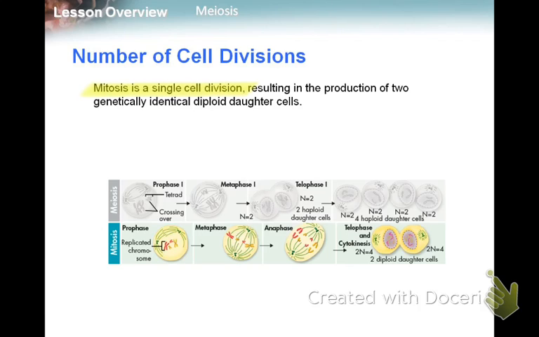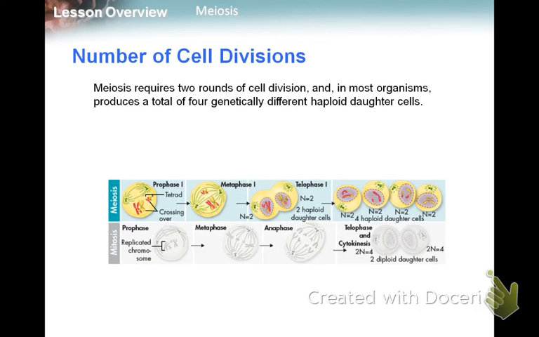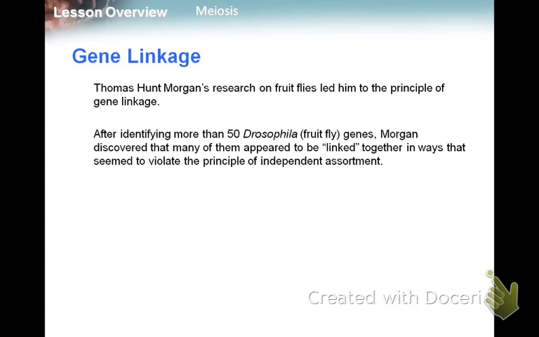Mitosis is a single cell division, resulting in the production of 2 genetically identical diploid daughter cells. So single cell division, 2 identical diploid daughter cells. Meiosis has 2 rounds of cell division, produces a total of 4 different haploid daughter cells. So these are the main characteristics, the ones I underlined in red, the main characteristic differences that you need to know between mitosis and meiosis.